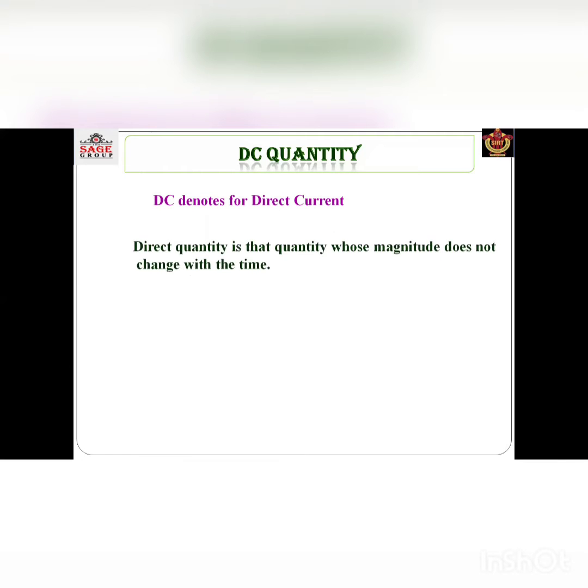The DC, direct current, is the quantity whose magnitude does not change with time. So we can say, any quantity which does not change with time is known as a DC quantity. We can show it by a graph.